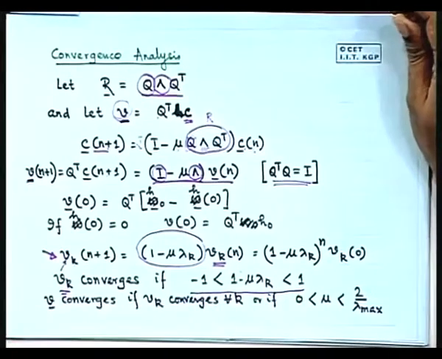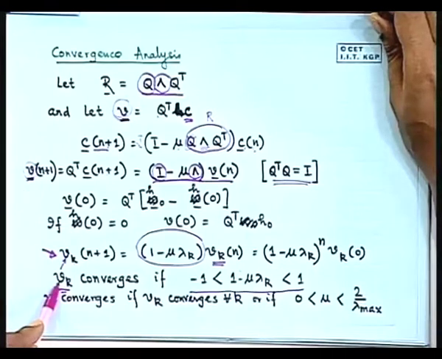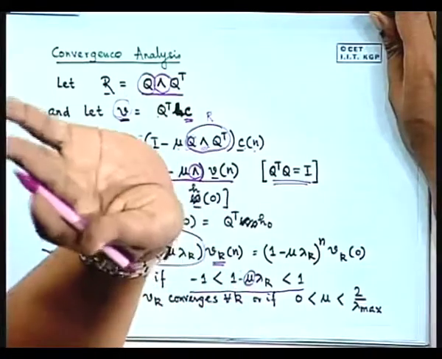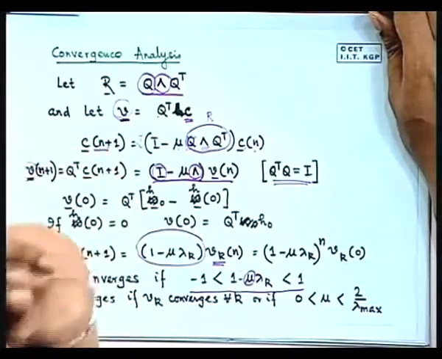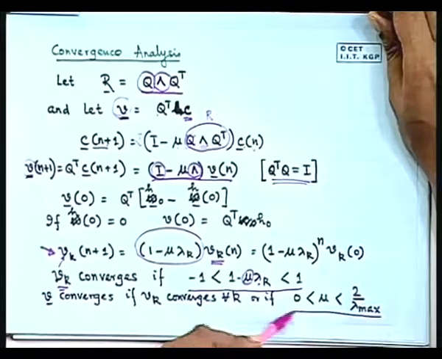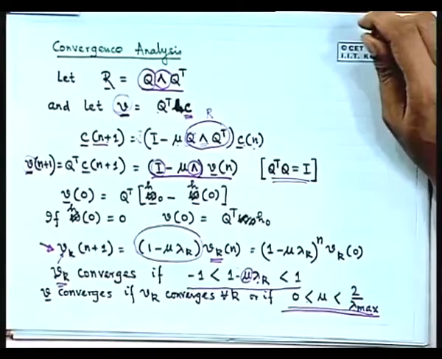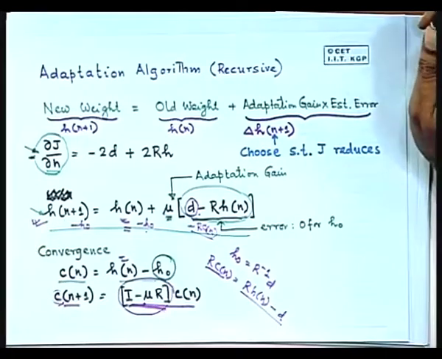So Vk converges if this is the condition. And if the whole of V has to converge, then each Vk must converge. Now how should you choose mu? Mu is a single quantity, it does not depend on k. It is the same for each k. So you should choose mu corresponding to the maximum eigenvalue lambda. If it is satisfied for the maximum eigenvalue, it will obviously be satisfied for all other eigenvalues. So the condition is that mu must lie between 0 and 2 by lambda max. If this condition is satisfied, then this iteration scheme, given enough time, will converge to the optimal weight.